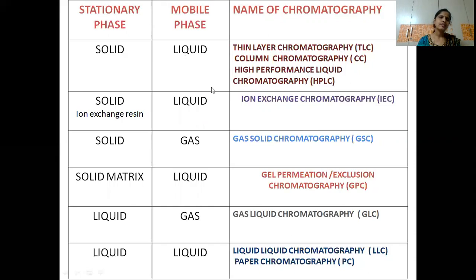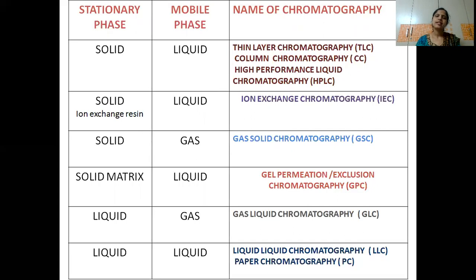Then if the solid is a resin, that too an ion exchange resin, it helps in the exchange of the ions. That is, the principle involved in this is exchange of ions based on the stationary phase where resin is used, which is having some polar groups. Then the mobile phase is liquid. So this we can see in the ion exchange chromatography technique.